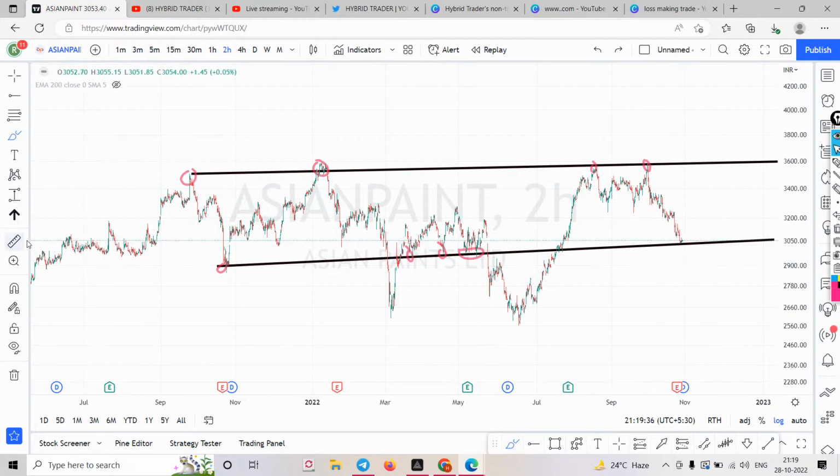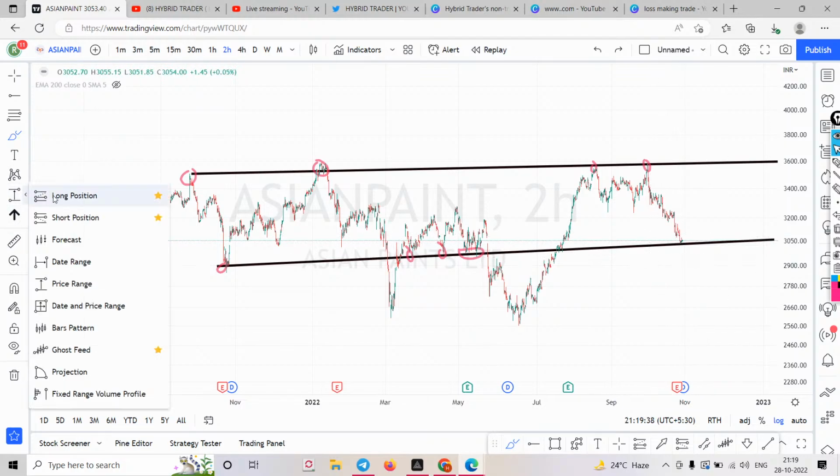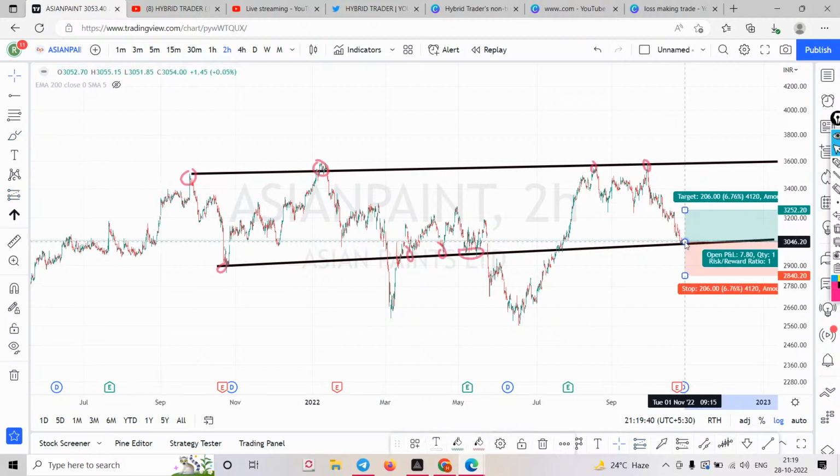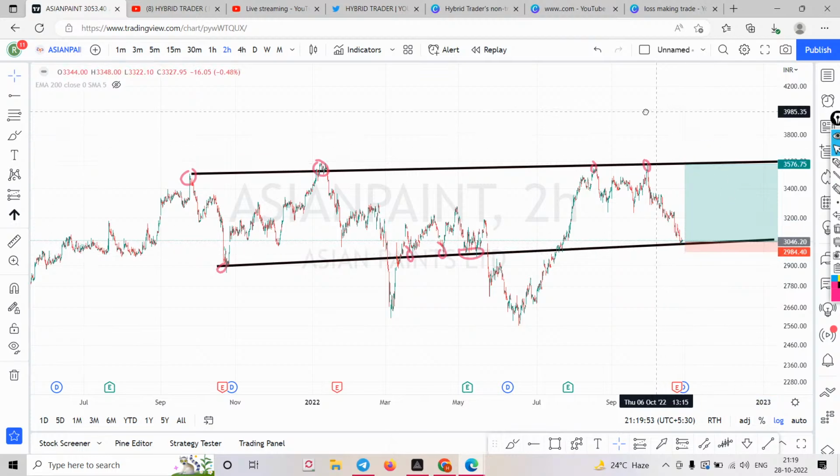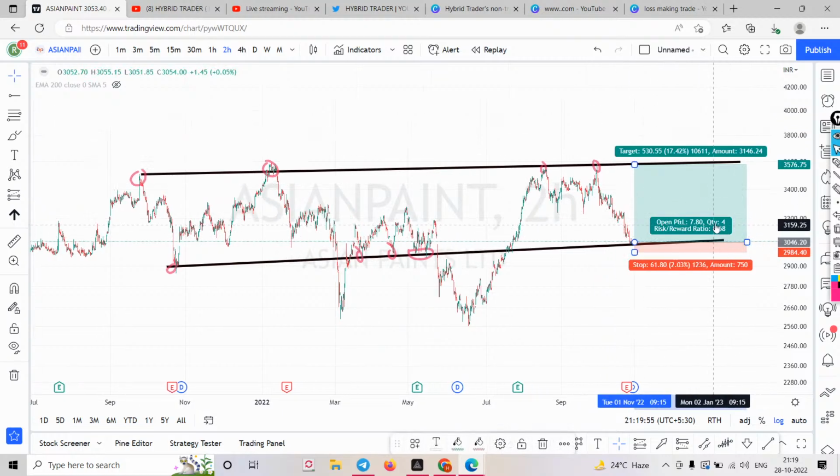Now check the risk to reward. If I go long here, my target would be this. I'll put a very small stop loss, maybe 1%, let's say 2% stop loss. So I'm getting almost a 1 to 9 risk to reward trade over here. This is the beauty of price action.